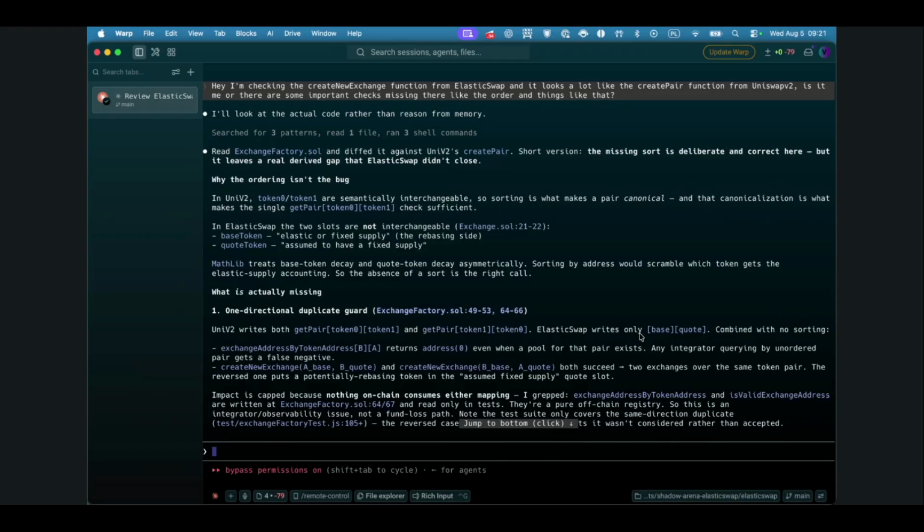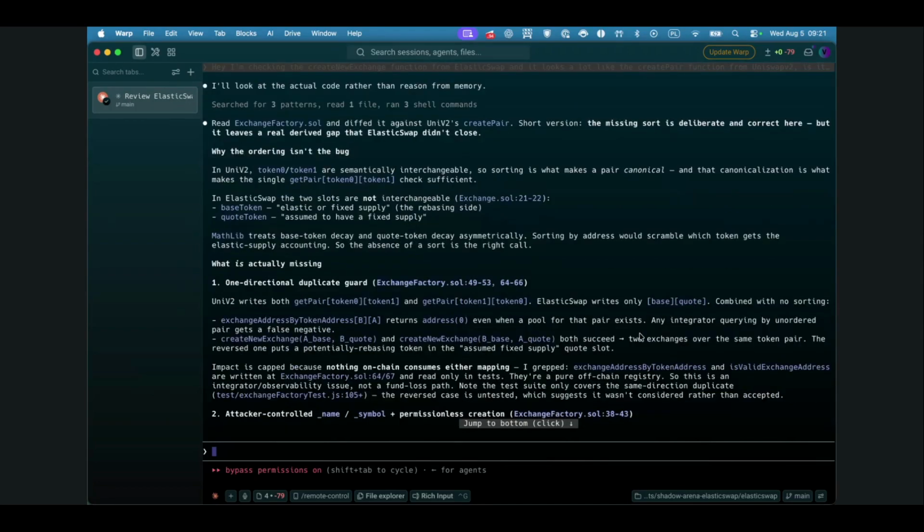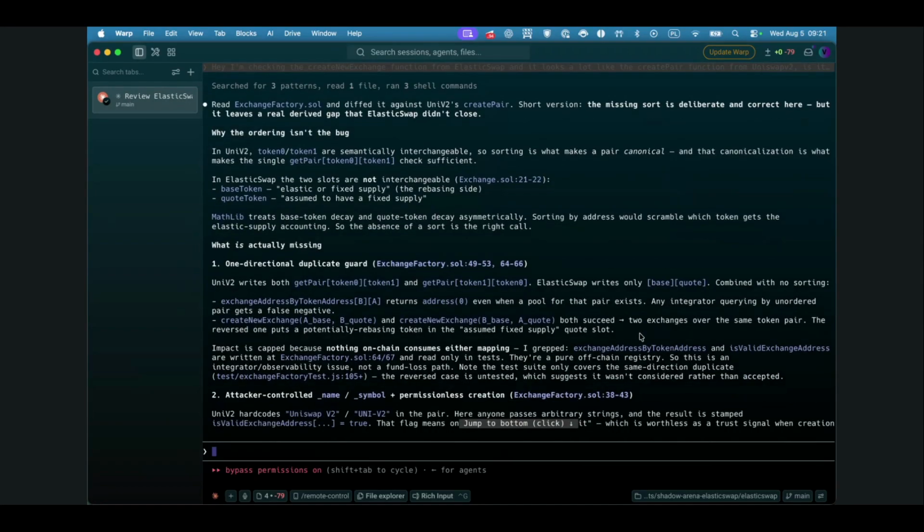The reverse one puts a potential rebasing token in the assumed fixed supply. It says impact is capped because nothing on chain consumes either mapping. Data is a pure off-chain registry. So this is an integrator observability issue, not a fund loss path. Note that the suite only covers the same direction duplicate. The reverse case is untested. We suggest it wasn't considered rather than accepted.